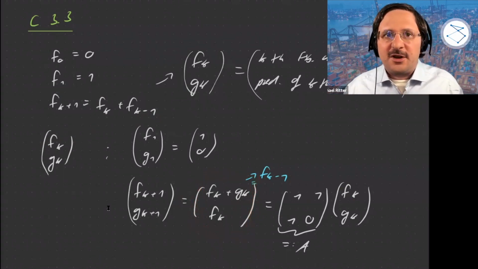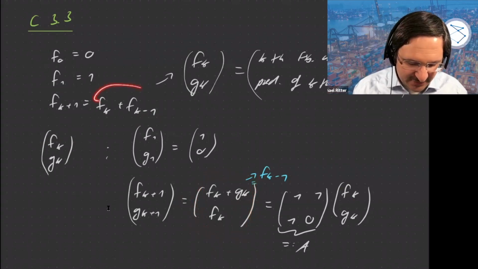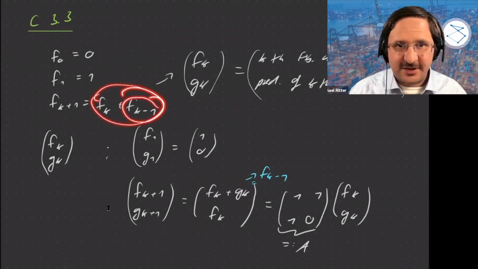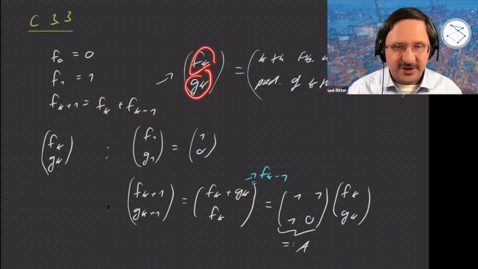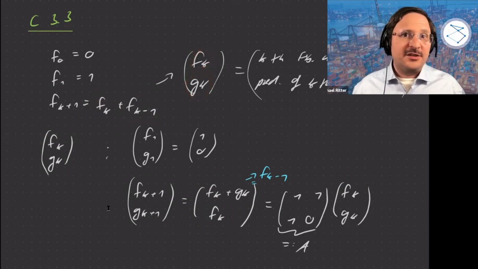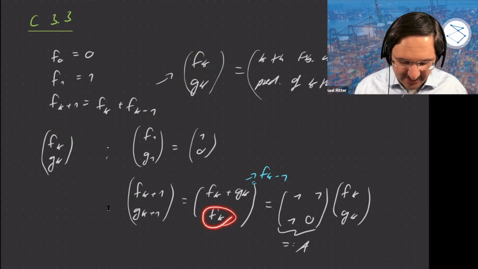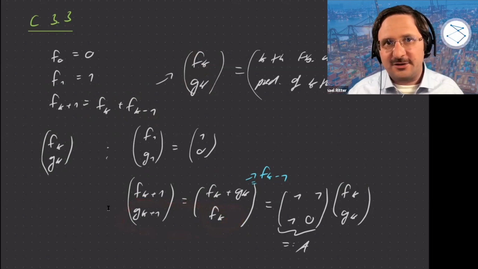I set it up because I will need those two values here, not just the FK, I also need the predecessor. So I need a vector of two coordinates that model the value and the predecessor. I just need to make sure that that value is really the predecessor. That happens in this equation here.